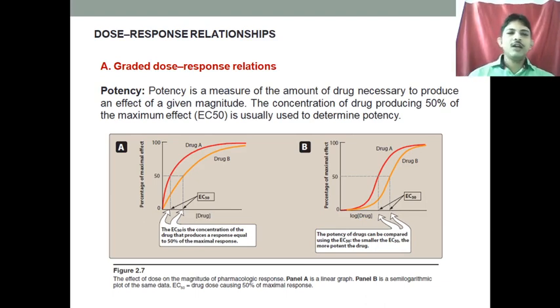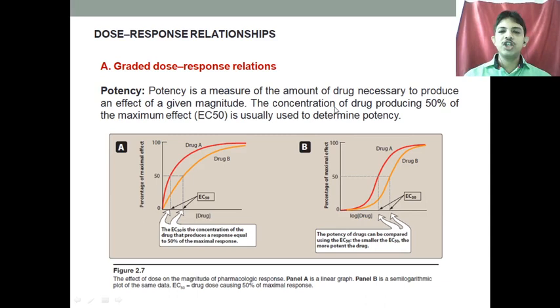Now, the graded dose response relationship. When we talk about it, the first one is potency. Potency is the measure of the amount of drug necessary to produce an effect of a given magnitude. So, how much quantity of the drug is required to produce an effect in the given magnitude.